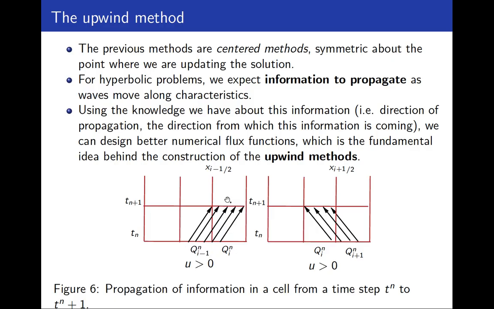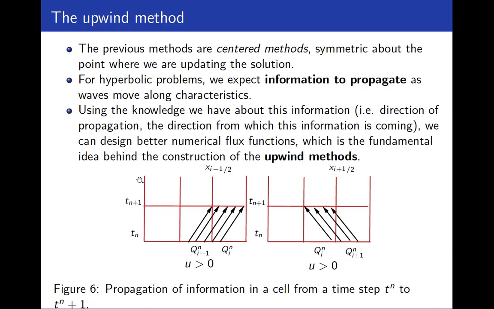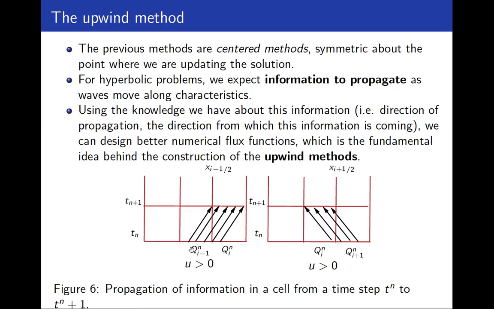So here, for instance, this line represents the values of Q evaluated at time step n plus 1, and this horizontal line represents the values of Q evaluated at time n. So we can see that to obtain the values at the new time step, we need information from these cells, from the values of Q at these cells. More specifically, for instance, when the fluid velocity is positive, the flux at this border depends only on Q, because we know that the information is coming from here. So here we want to evaluate the flux, so we know that we need information from this value of Q at I minus 1.